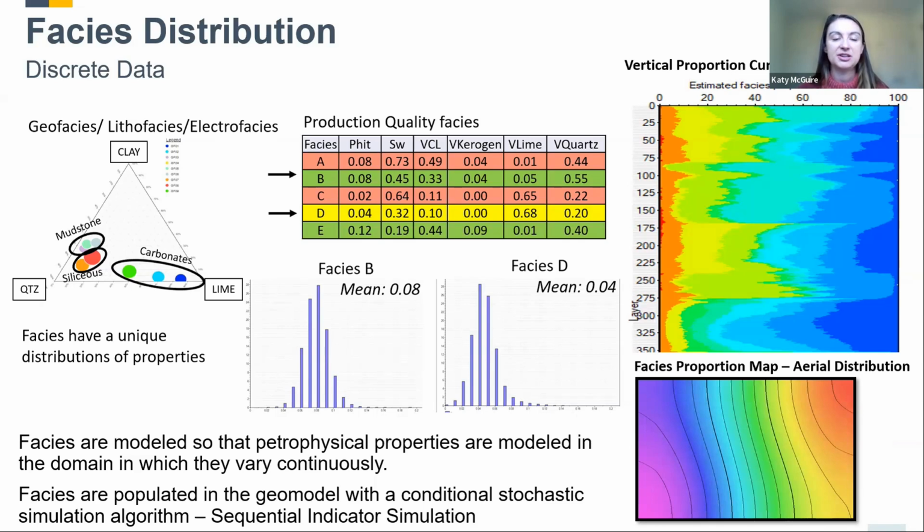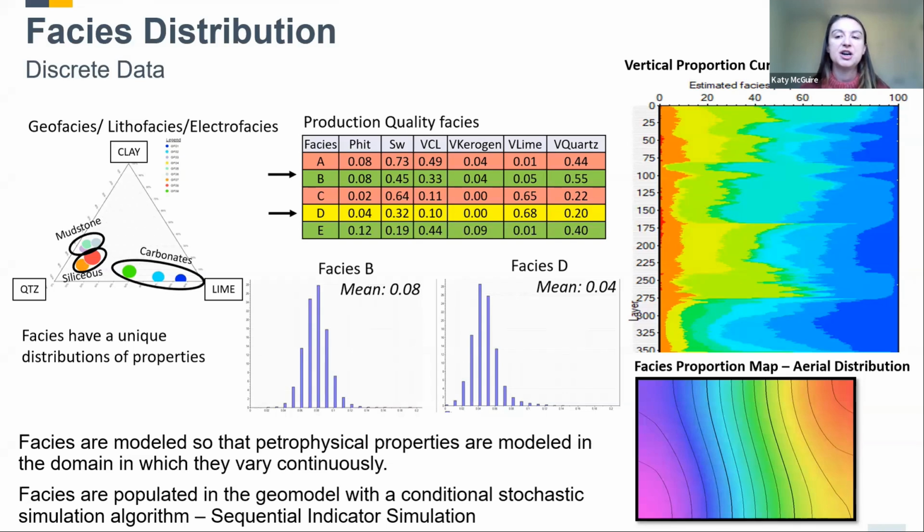For example, looking at production quality facies B and D, I show the porosity distribution below. So that means that for facies B, we have an average porosity of 8 and an average porosity of 0.4 for facies D. But there's some overlap still there. So they're not exclusive of other porosity values in facies B and D.